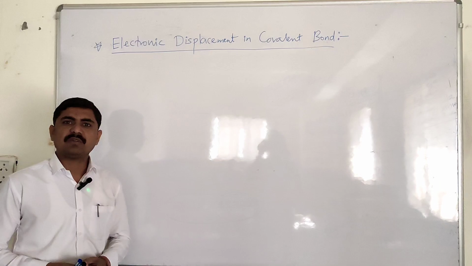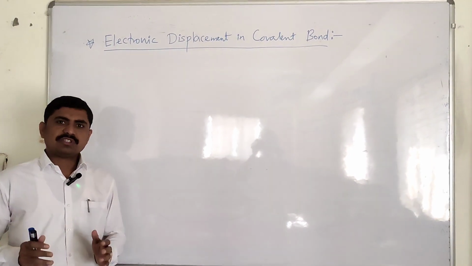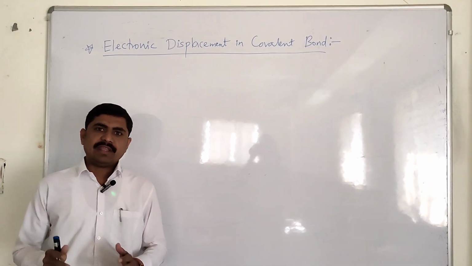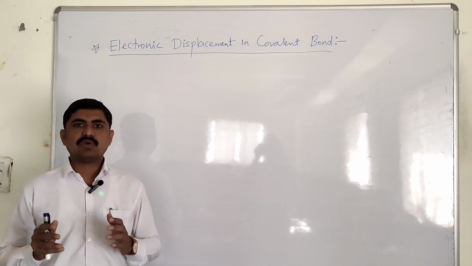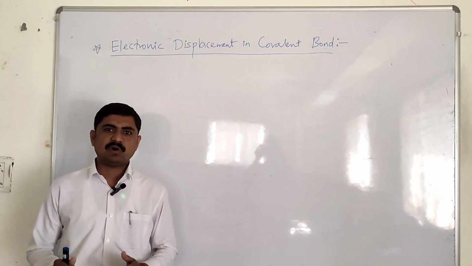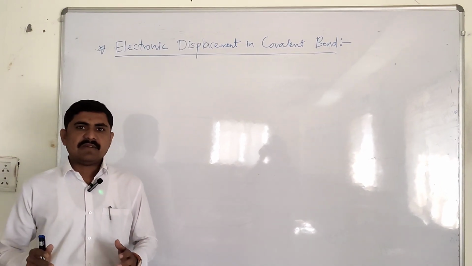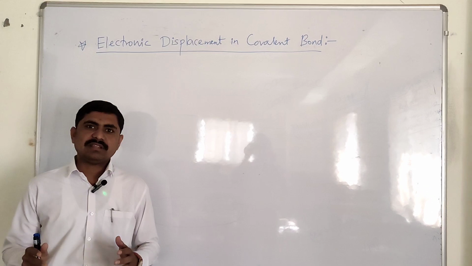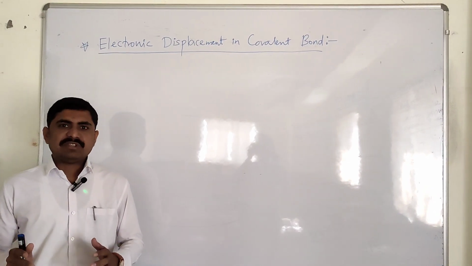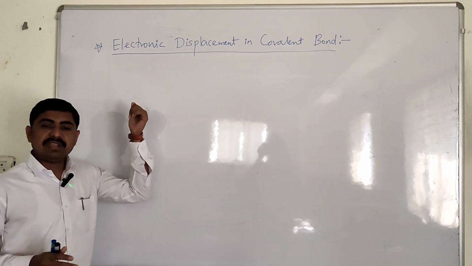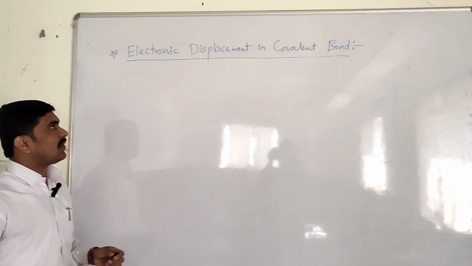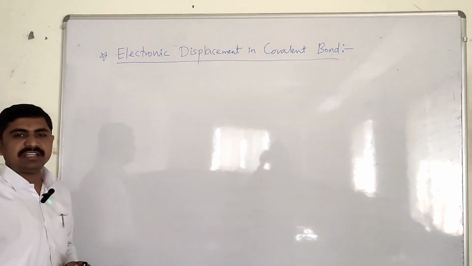Today we are going to discuss one of the important concepts, that is electronic displacement in covalent bond. This is the most important concept in organic chemistry, particularly for those preparing for the NEET and JEE examinations, and those who want to learn organic chemistry. This is a very important and basic concept.